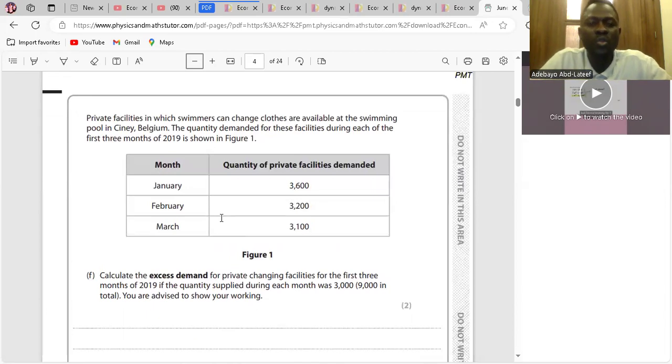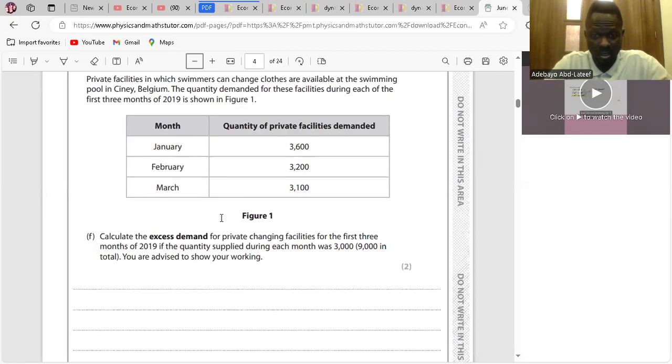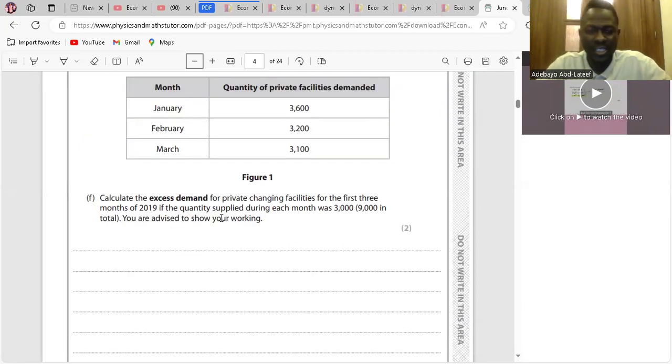Private facilities in which swimmers can change clothes are available at the swimming pool in Sailly, Belgium. The quantity demanded for these facilities during each of the first 3 months are this: January, February, March. Calculate the excess demand for private changing facility. For the first 3 months of 2019, the quantity supplied during each month was 3,000. So the total demand for 3 months are 3,600 plus 3,200 plus 3,100. That's the total demand. The total supplied are 3,000, 3,000, 3,000, which is 9,000.